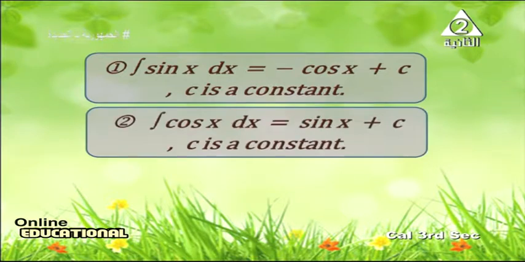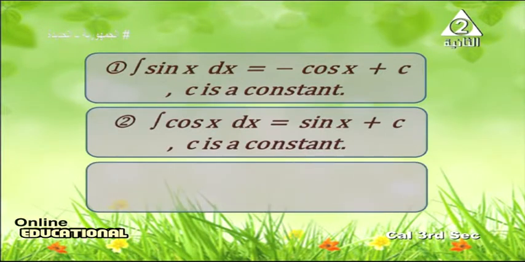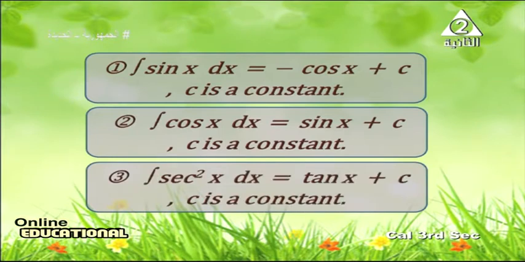Number 2, integration cosine x dx equals sine x plus c, where c is a constant. And number 3, integration of sec power 2 x dx equals tan x plus c, where c is a constant.